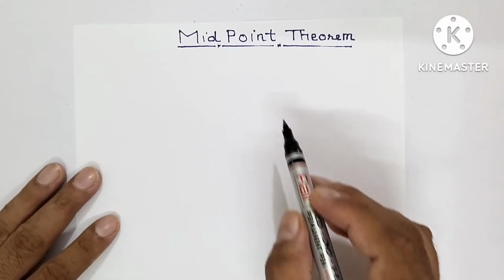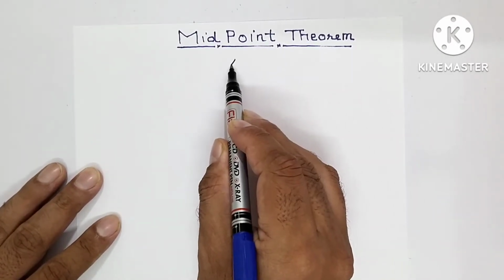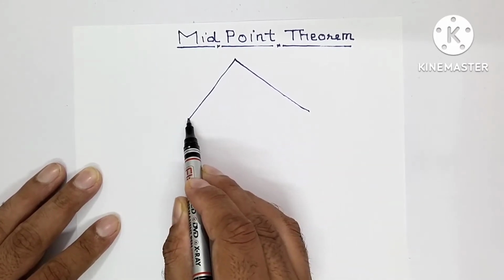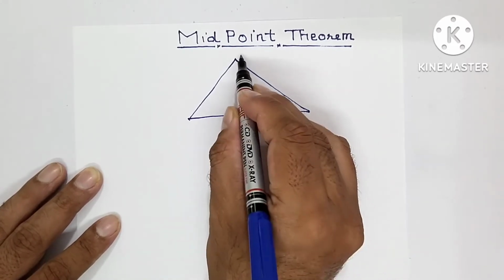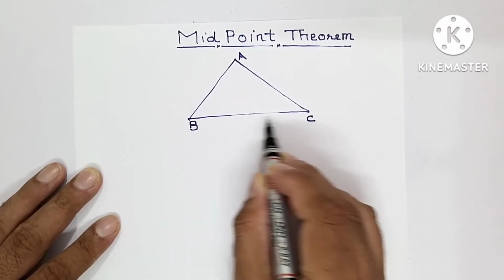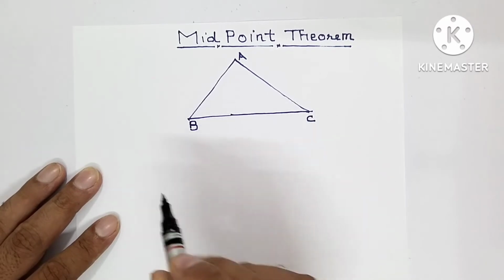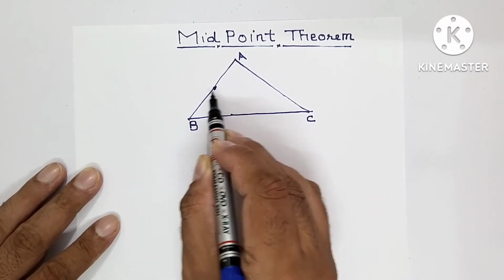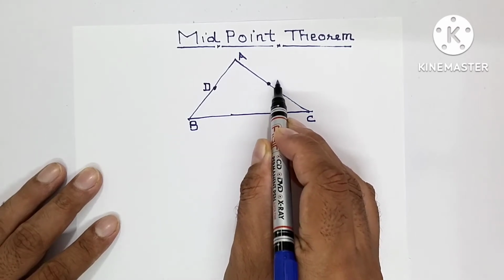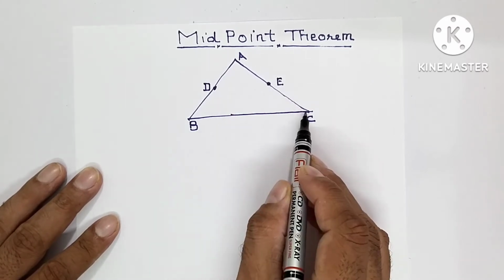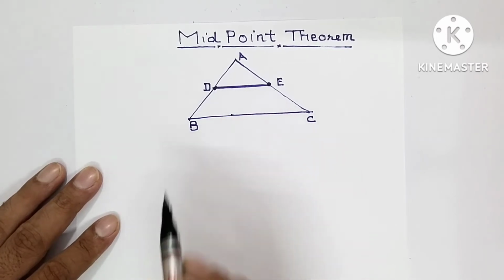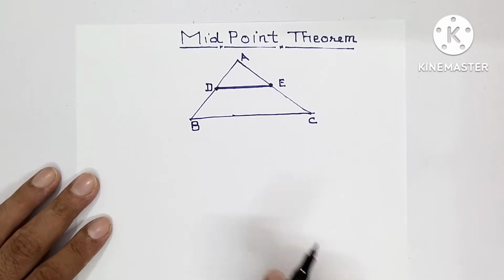So what is the midpoint theorem? This is a triangle. This is A, B and C. ABC is a triangle. This is D and it is the midpoint of AB, and this is E, the midpoint of AC. This is the line segment which is joining both the midpoints, right?